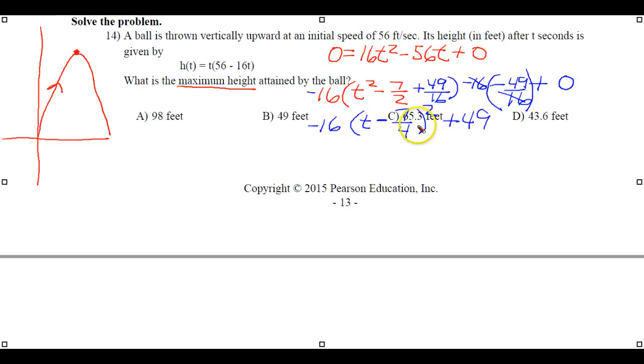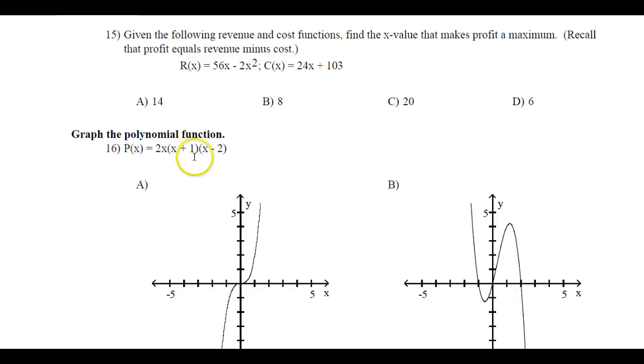So we now have it in our vertex form. So what is our maximum? 49. You could almost see it when you got it here, that was what it was going to be. So the maximum height of the ball, 49 feet. There are a lot of formulas here, and I'm just wondering if they're going to let you use a formula sheet for some of this, because they get a little bit tedious here.